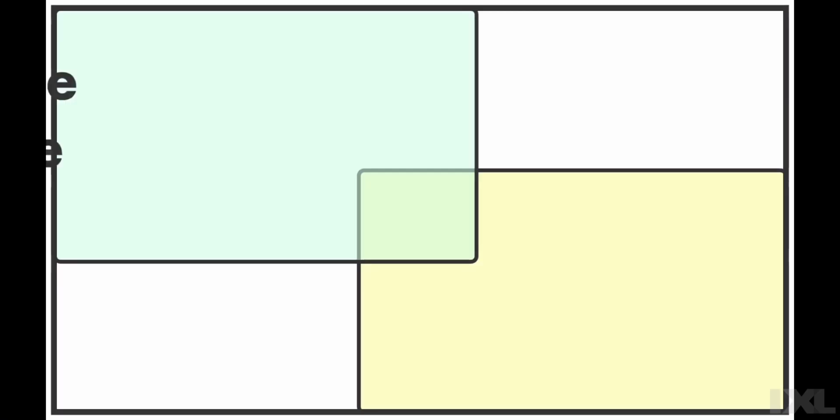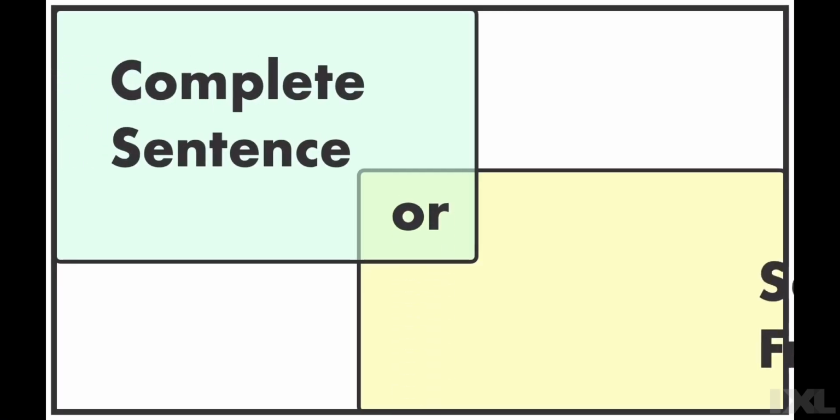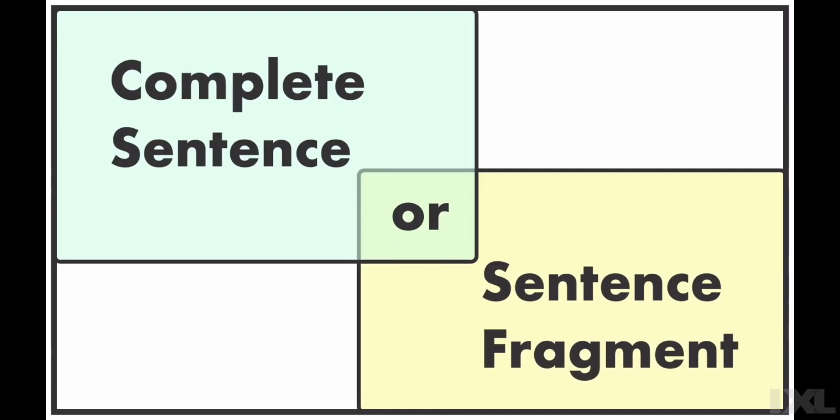Let's learn how to tell the difference between a complete sentence and a sentence fragment. Learning the difference will help you express yourself in complete thoughts, which will make you a stronger writer. A complete sentence is a group of words that expresses a complete thought and contains both a subject and a verb. The subject is who or what the sentence is about, and the verb tells us what the subject does.